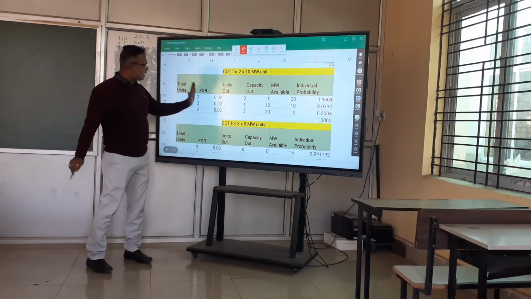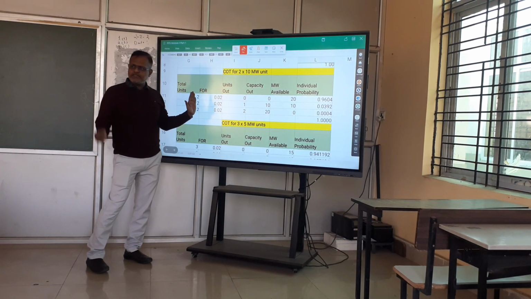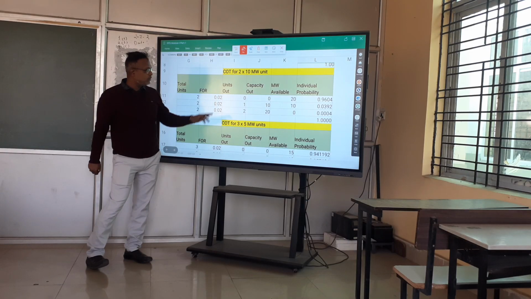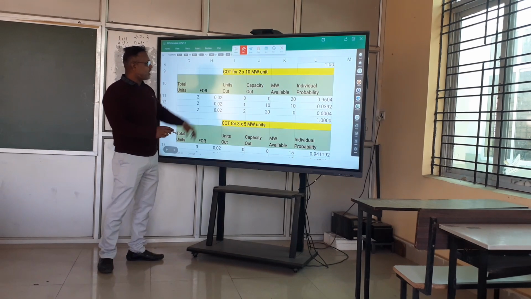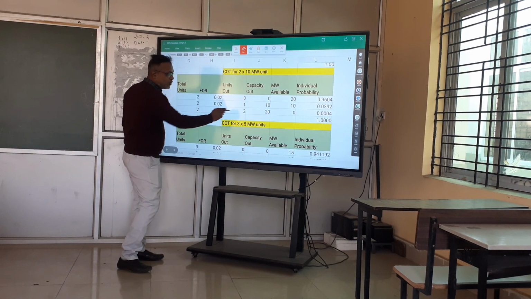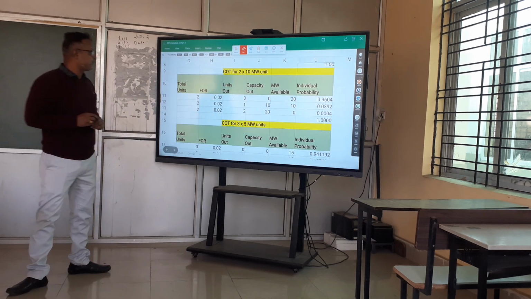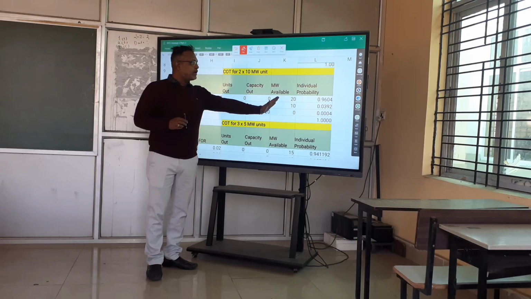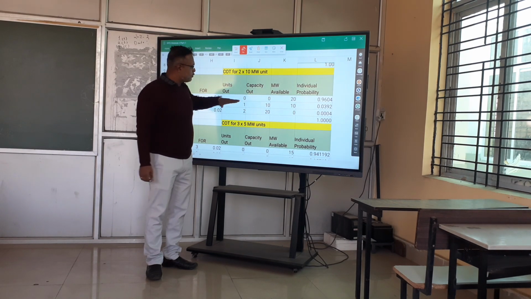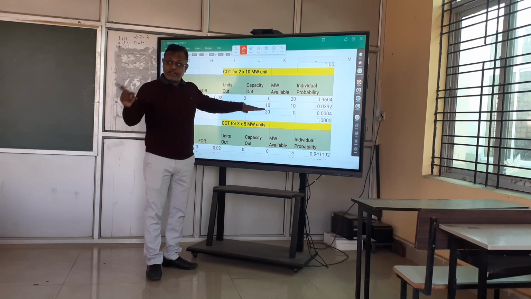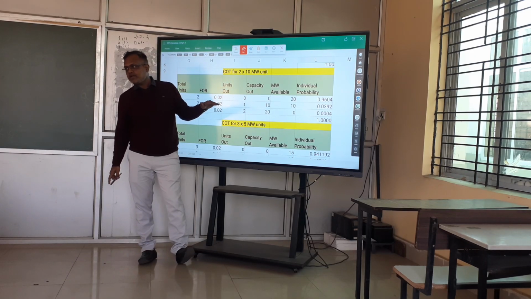As I told you, this one I have repeated so that the formula can be dragged. But in the exam you have to do it manually. So in this case, just write out the formulas. First, units out are 0, 1 and 2. Then capacity out and megawatt available. When 0 units are out, capacity out is 0. When 1 unit is out, capacity out is 10 because it is a 10 cross 2 system. When units out are 2, capacity out is 20.